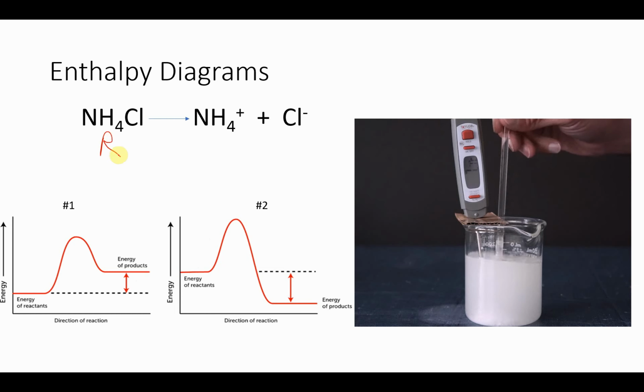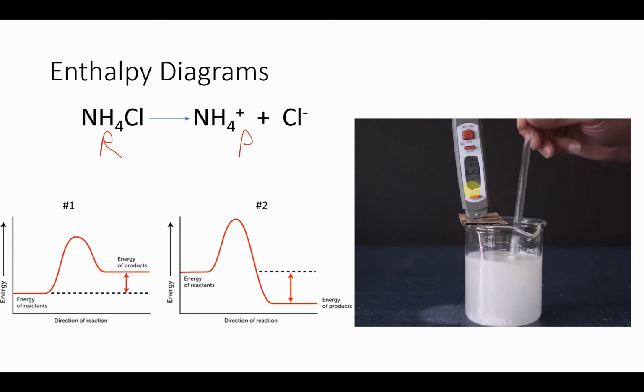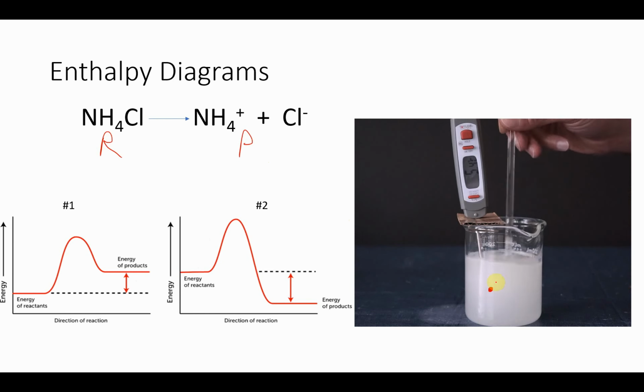We have the reactants over here, and we have the products over there. Now, if we stop and think about what was happening with this, because the temperature was going down, that means that these particles in here, and since it's all already mixed up, I'm going to draw a red dot representing the particles. The temperature was going down.